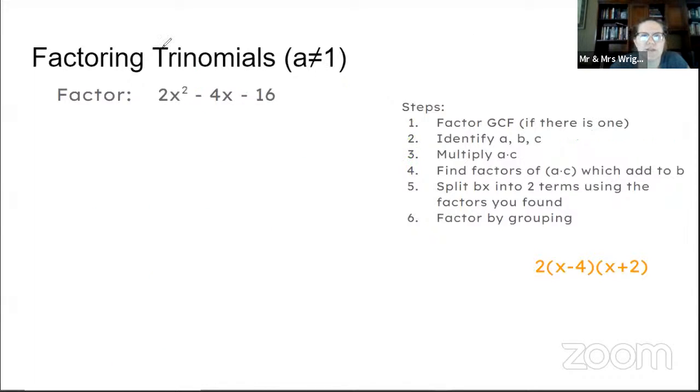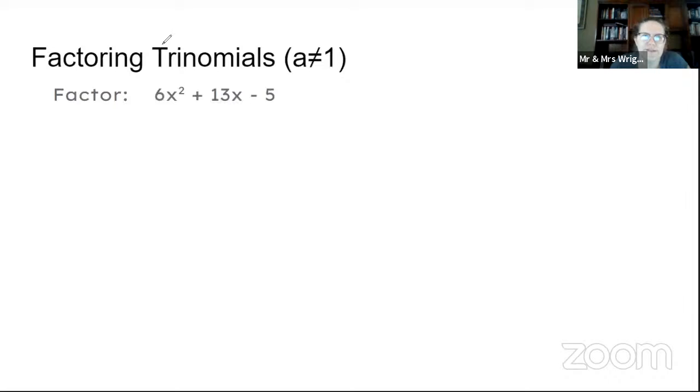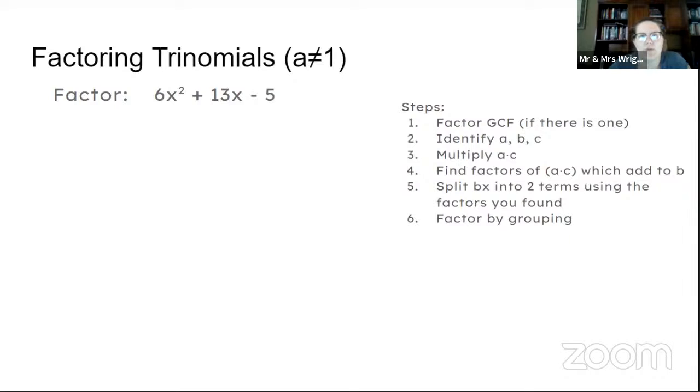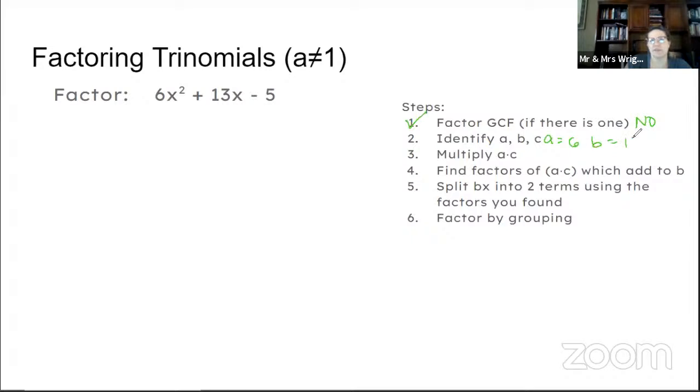All right, so moving on. Here we have another one, 6x squared plus 13x minus 5. We're going to see if we can find a common factor. We've got 6, we've got 13, we've got -5. I do not see a number that can go into any of those, and not all of them have the same variable. So let's check that. There's no GCF. A is going to be 6, B is going to be 13, and C is -5. A times C is -30. Find the factors of A times C.